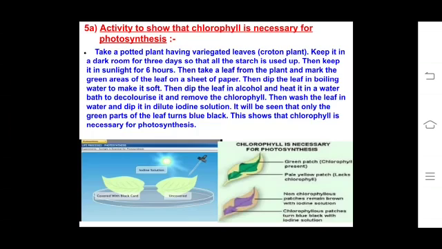Why do we keep the leaf in alcohol? अल्कोहल में क्यों डाला जाता है? ताकि जो भी क्लोरोफिल है वो पूरा डिजॉल्व होके निकल जाए. Now the leaf will not be green, fully it will be white. Then wash the leaf in water and dip it in dilute iodine solution. Or you can, with a ड्रॉपर के ज़रिए, 1-2 ड्रॉप हम लोग ड्रॉप भी कर सकते हैं उस लीफ पर.